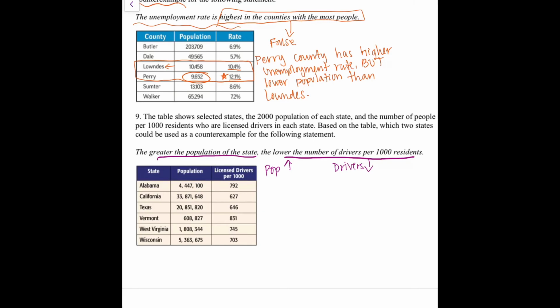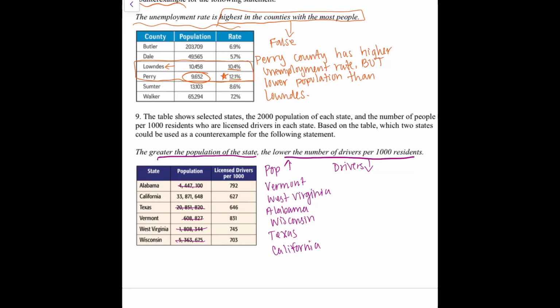Okay, so first I'm going to look at the population. Starting with the lowest population would be Vermont. The next one up would be West Virginia. And then we have, so that's this one, Alabama. And then Wisconsin, followed by Texas, and lastly, California. Okay, so we're trying to see if these would match the descending order of drivers per 1,000 residents.